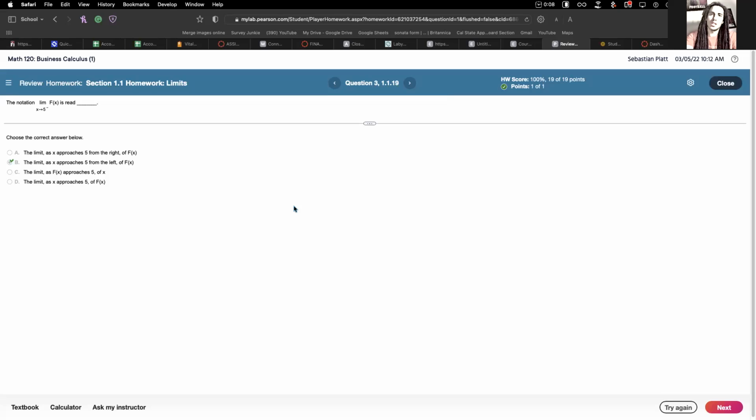Next up, question 3. The notation, the limit as x approaches 5 negative of f of x, is read as, and the answer for this one is the limit as x approaches 5 from the left of f of x, which is B. This means a number that is slightly less than 5, but still closer to 5 than 4. So for example, 4.9, 4.99, or 4.999. Numbers that are not quite 5, but they are really, really close.